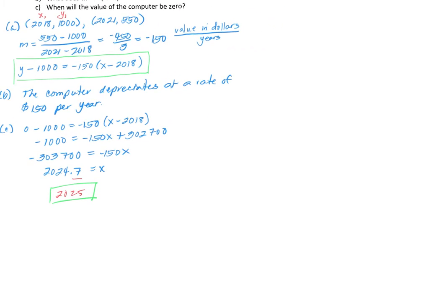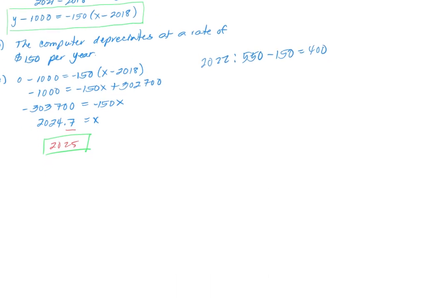What you could do is just note that in 2022, we would have the ending value of 550 because that was the value of the computer in 2021. And since the computer depreciates or loses $150 per year, in the year 2022, the value of the computer would simply be 550 minus 150. So that would be $400. So in the year 2022, the computer is still worth $400.